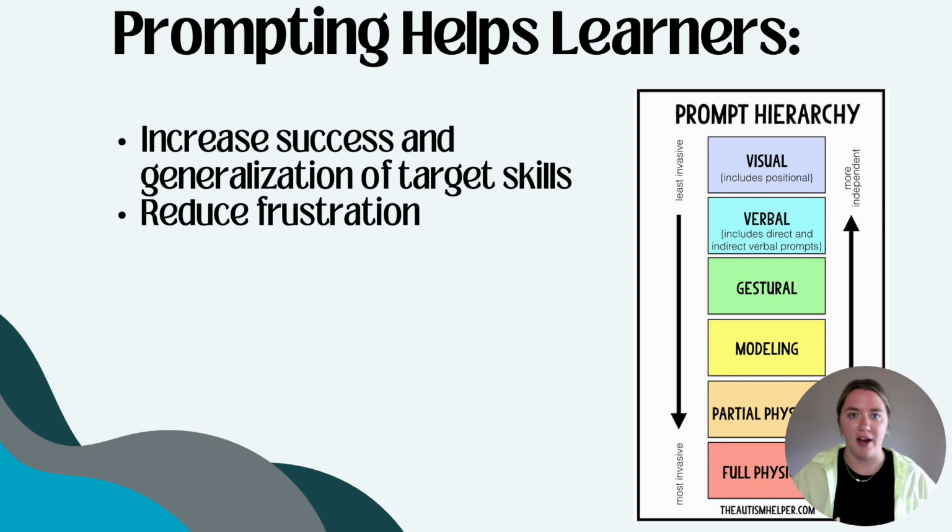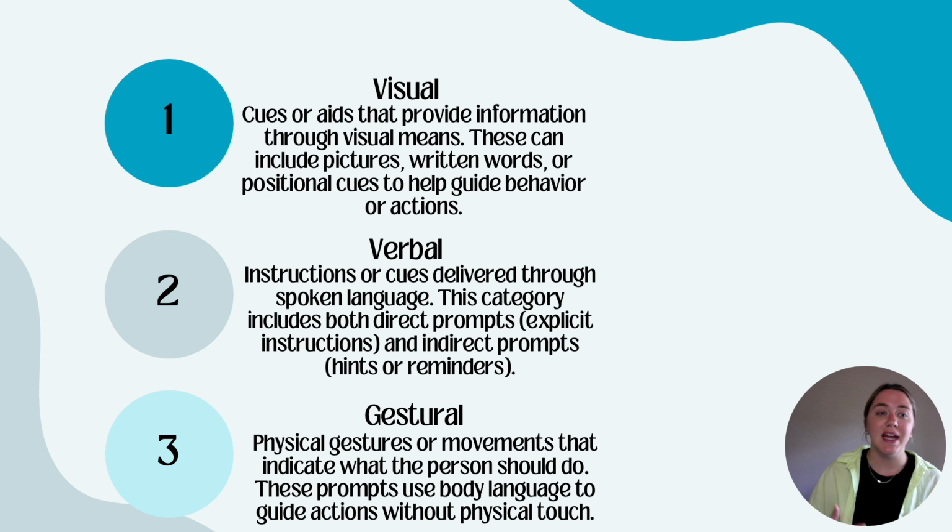There is a prompt hierarchy that ranges from least invasive, most independent, and goes to the most invasive and the least independent. And we're going to discuss each different kind of prompt on the prompt hierarchy. So the first one we're talking about is a visual prompt. So this is cues or aids that provide information in a visual way. This helps students look at something and be able to make that response. So it's prompting students through a visual. This could be pictures, images, written words, positional cues, anything like that. We're helping our students and guiding their behavior and their actions.